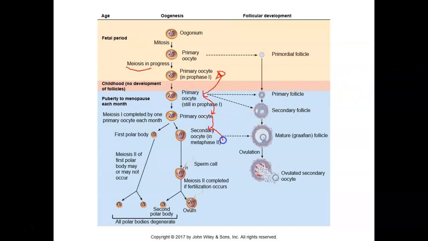As it continues on, at the level of this mature follicle, as it's been ovulated, that's when meiosis has been completed, and that oocyte is now fully matured.